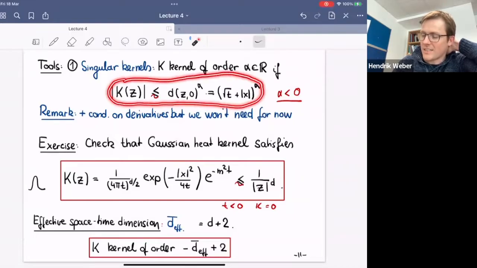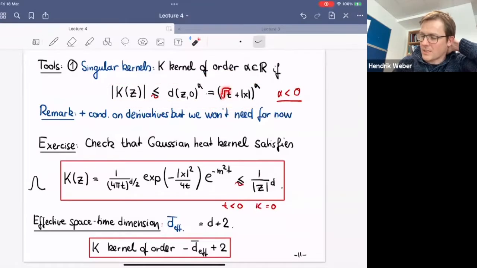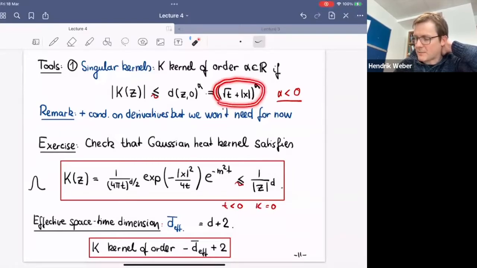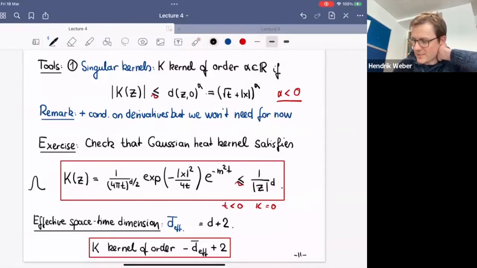But the only thing that's actually needed here is that you define this parabolic distance from the origin, the square root of t plus the absolute value of x. You have this different scaling due to the different roles that t and x play in the heat equation. And you have an estimate that this thing is bounded by 1 over the distance to the power d. Sorry, that was bad notation. I should have written d of z and the origin, to be consistent with what I had above.